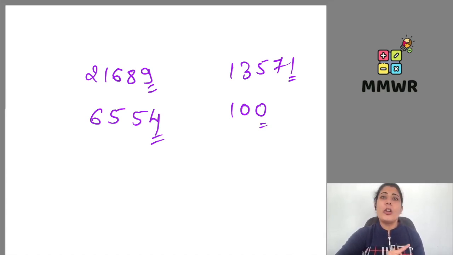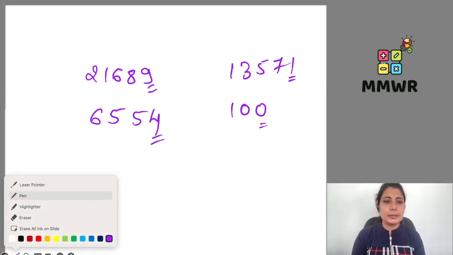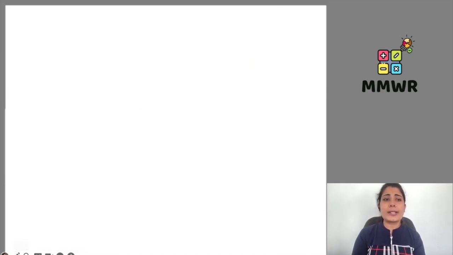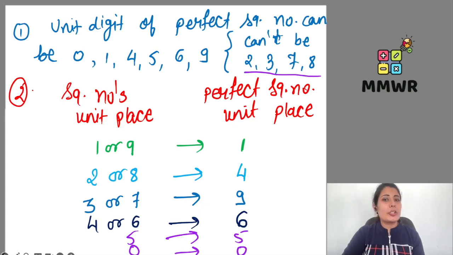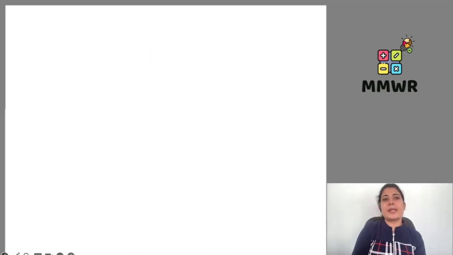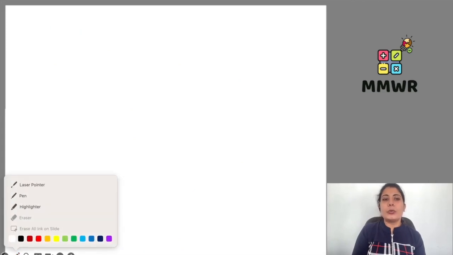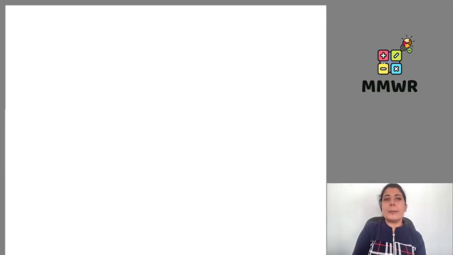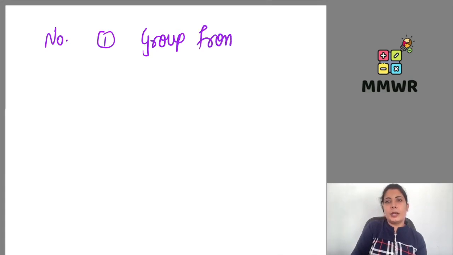So how will we do it? For that we should know the particular method to find out the perfect square quickly. How can we find out the perfect square quickly without taking a lot of time? For that we have some method and some rules. What rules are there? First of all, whatever the number is given, first thing is grouping will be done. Group from the right corner.